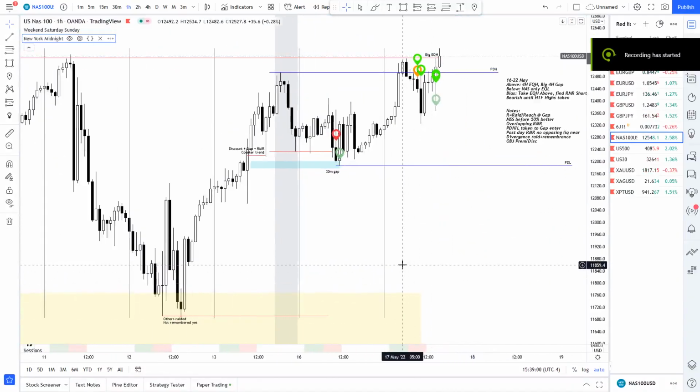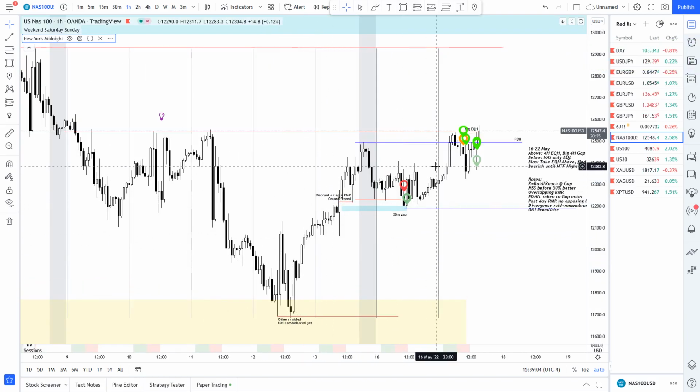Okay, so 17th of May 2022. I just want to keep a log of today because there were so many examples and it was such a great day to study price action. And it was very fun just to watch it happen live.